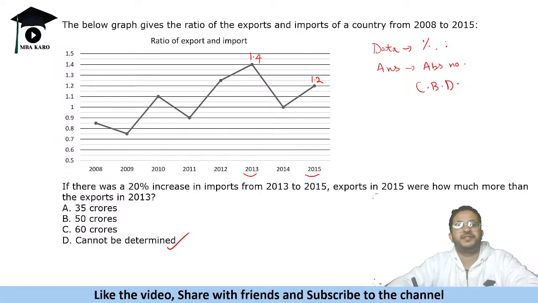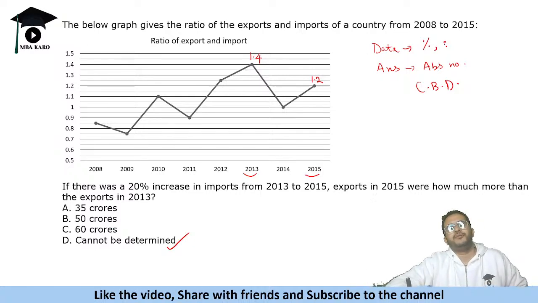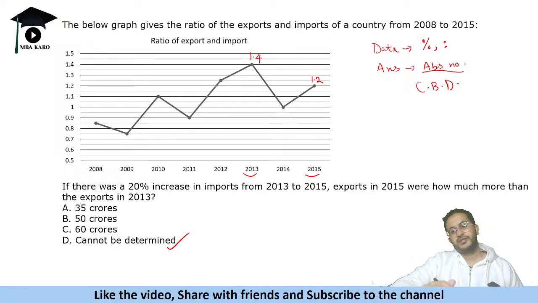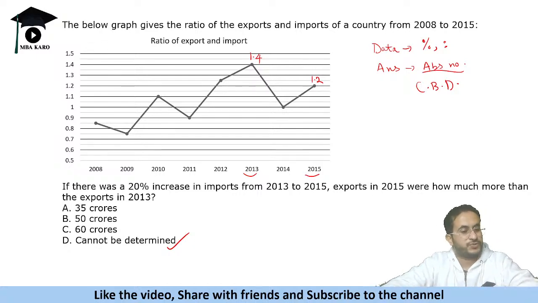So always remember this thing. If data is given in the form of percentage or ratios, and the answer is an absolute number, like sum of this, difference between this. Here you saw, it asked how much more number, 35 crore. If it was some percentage, you could have answered that question. So the answer is always cannot be determined. So instead of thinking anything, blindly mark the answer cannot be determined and move on. Okay, so that's a time saving technique. You don't spend unnecessary time on solving questions.